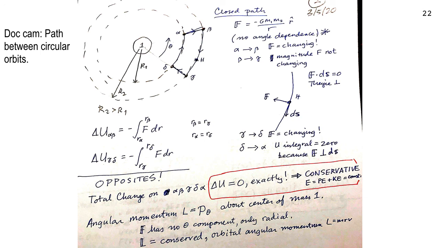I'm not going to draw the other object, but let's call this capital R1. And let's put another circular orbit around it, and let's call this R2. So R2 is greater than R1. So we have two concentric circular orbits. Last time we did two paths that were related, reversed. And we're going to do a single closed path this time.